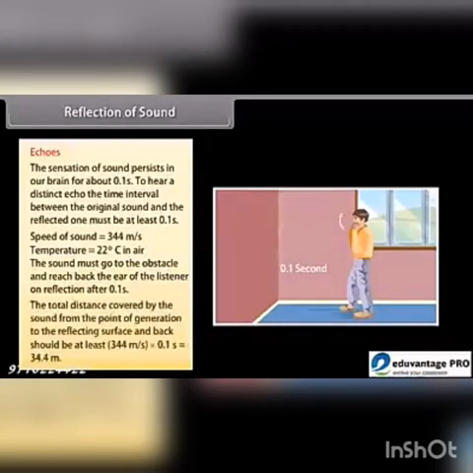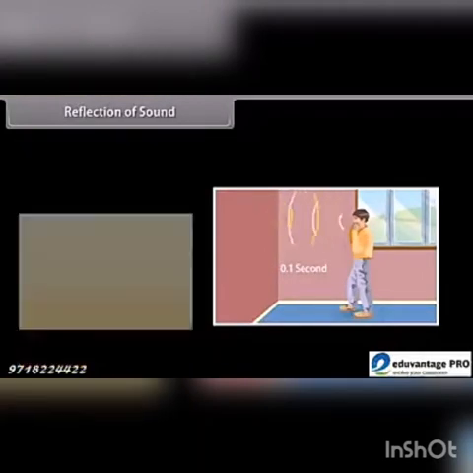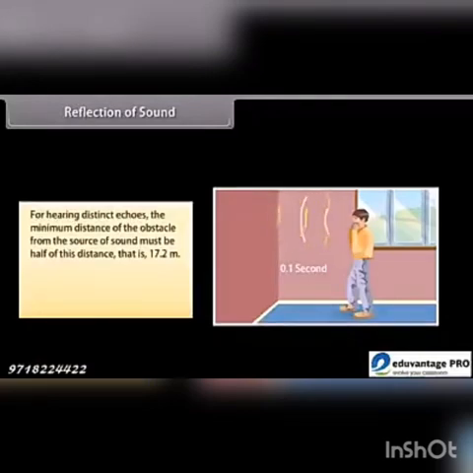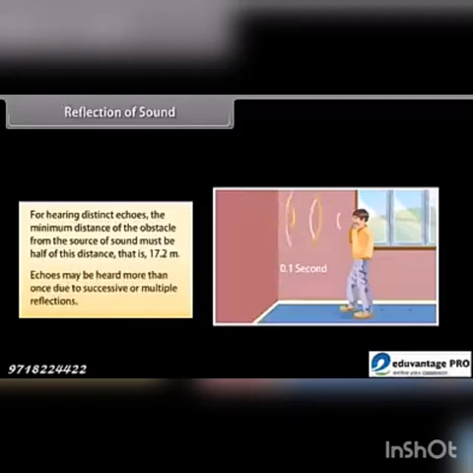Hence, the total distance covered by the sound from the point of generation to the reflecting surface and back should be at least 344 meters per second into 0.1 second is equal to 34.4 meters. Thus, for hearing distant echoes, the minimum distance of the obstacle from the source of sound must be half of this distance, that is 17.2 meters. This distance will change with the temperature of air. Echoes may be heard more than once due to successive or multiple reflections.